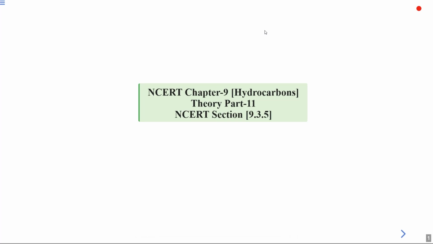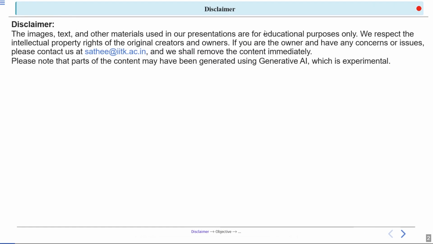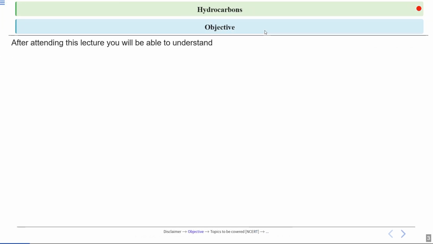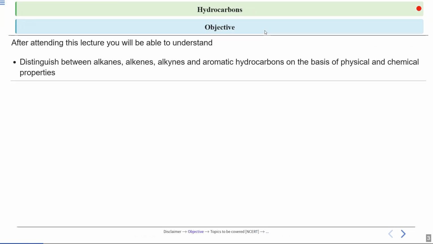So today we'll do the theory part 11 of the NCERT chapter 9 hydrocarbon, in which we will cover NCERT section 9.3.5. So this is our disclaimer. Now our today's objective would be to learn about alkenes. So we are doing this objective of distinguishing alkanes, alkenes, alkynes and aromatic compounds on the basis of their physical and chemical properties. So first let us continue with alkenes.